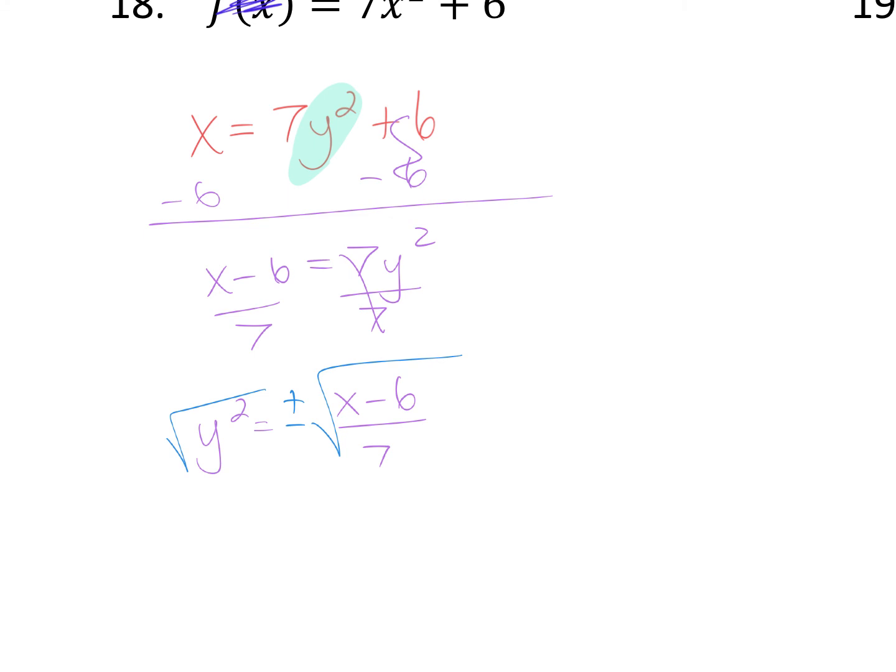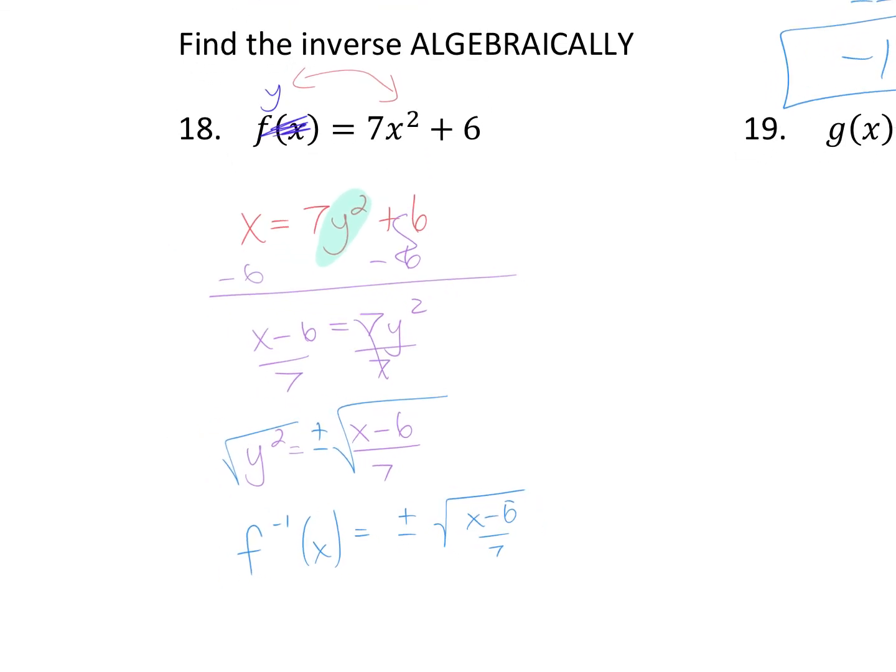But my answer is not complete because you have to use inverse notation. Function notation is f of x. So inverse notation is f negative 1 of x. Whatever the letter is, with a little negative 1 up there, you have to have that. And then it's plus or minus the square root of x minus 6 over 7. Now, algebraically means you're showing me all these steps.